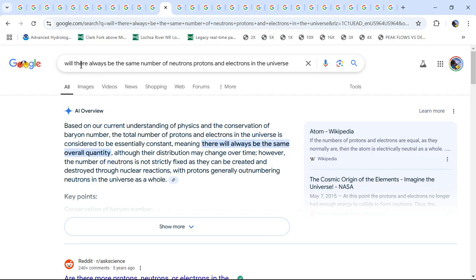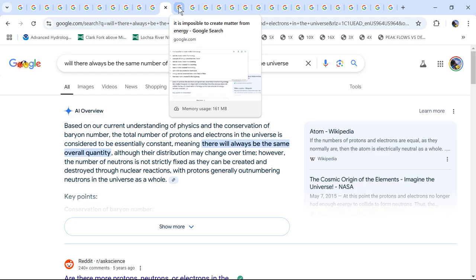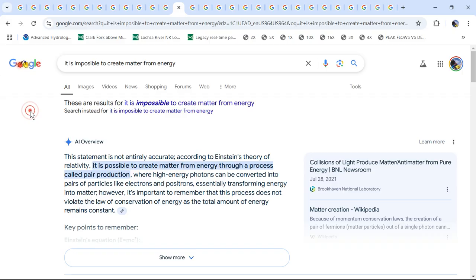Yeah, this is it. Will there always be the same number of neutrons, protons, and electrons in the universe, since the Big Bang? Our current understanding is yes, they will always be constant. But we're going to ask some further questions. I think I asked pretty good questions, so stay with me. We're going to talk about mass and how mass can change. So the mass of the universe isn't constant, in a very peculiar way. But anyway, let's get on with it.